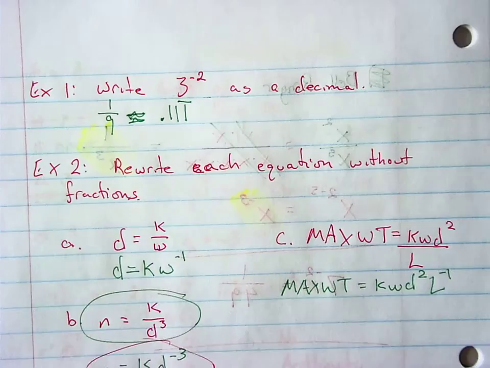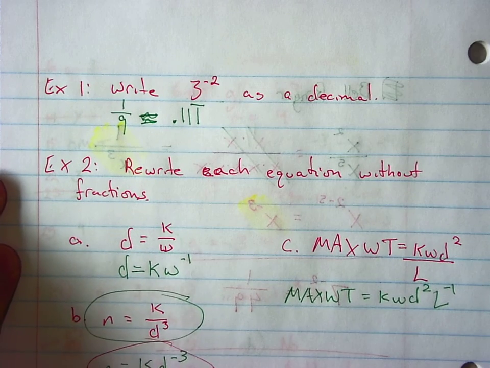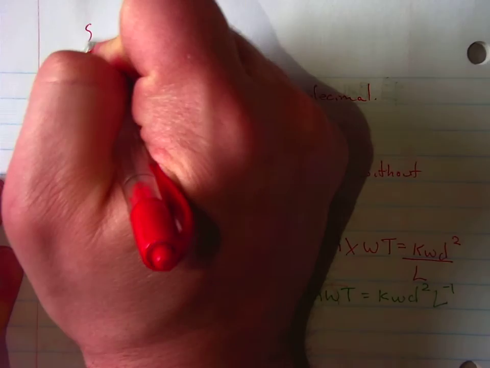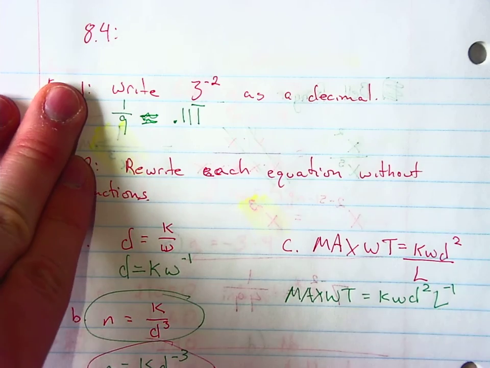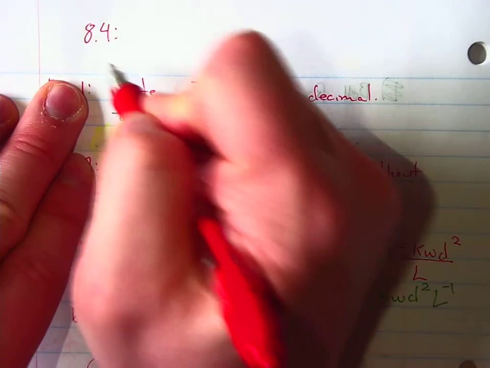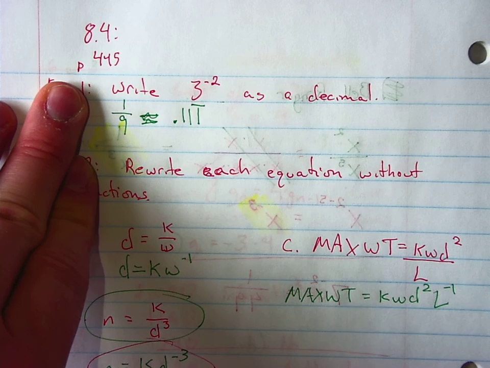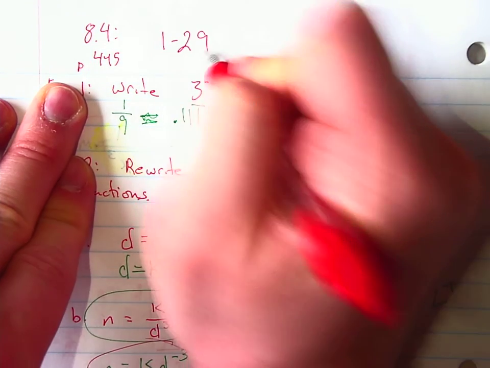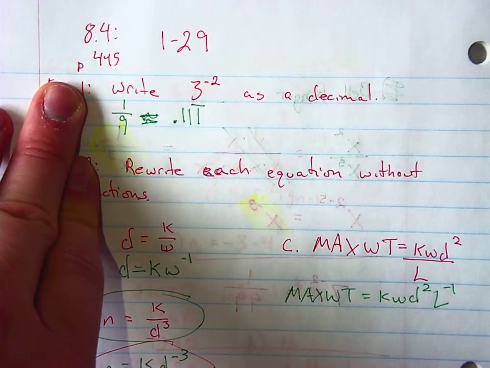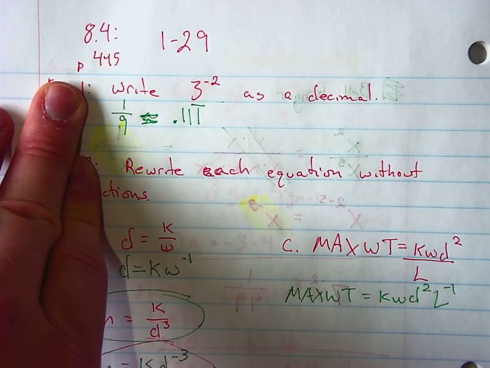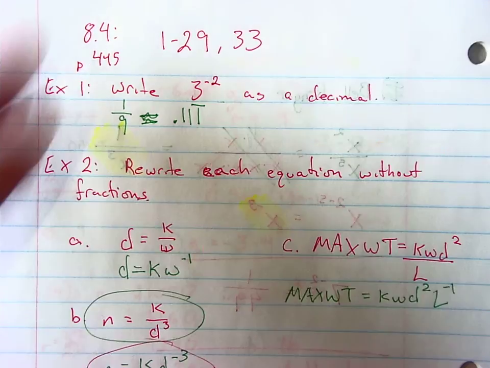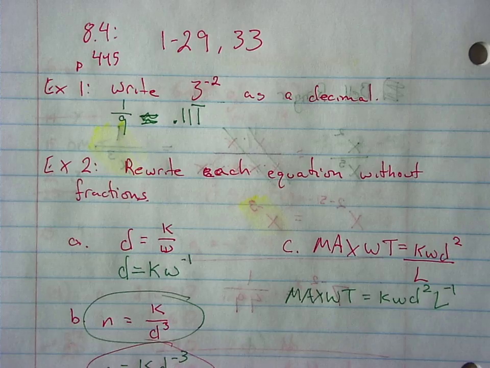Remember, we have a quiz tomorrow. And tonight, actually right now, if you are unproductive, the hammer is over there. 8-4, we are on page 445, 1 to 29. And, oh, we haven't done a hard one in a while. There's 33. Be productive.